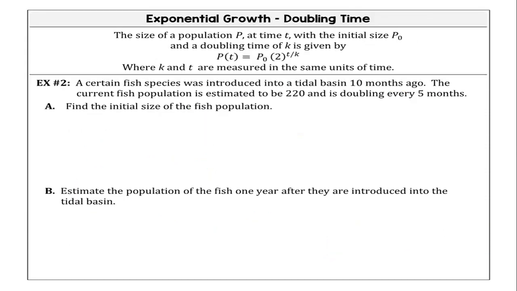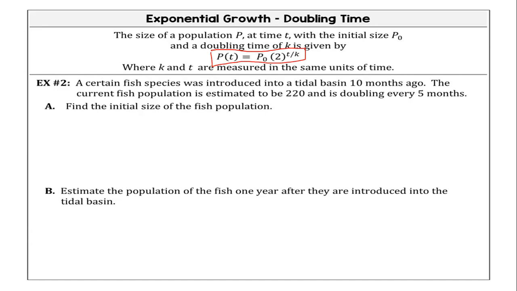We're going to talk about doubling. So the size of a population at time t with the initial size P sub 0 and a doubling time of k is given by, so this is our doubling model. Notice we don't have a rate because it's telling us what's happening, right? It's doubling. So we're going to be using this formula.